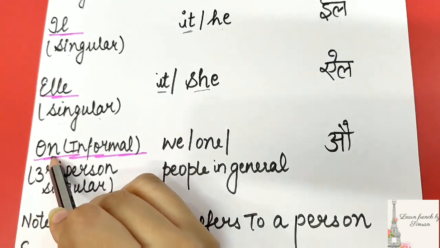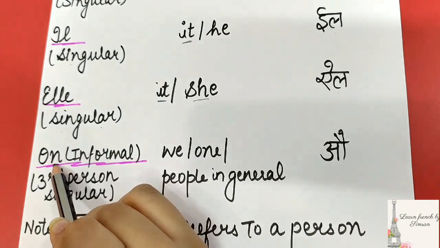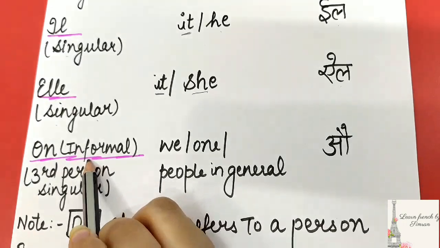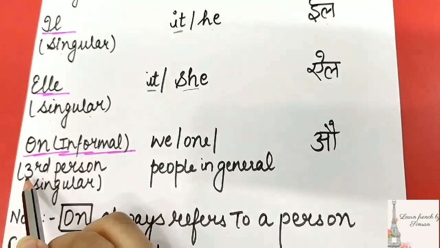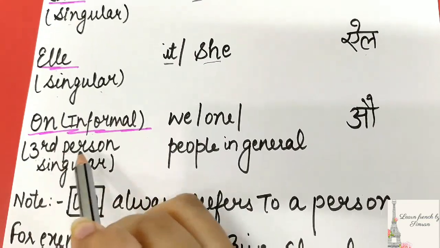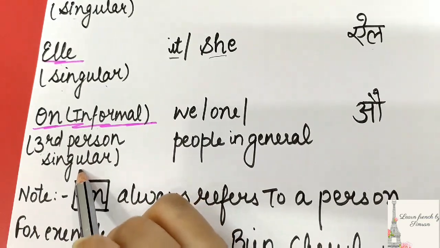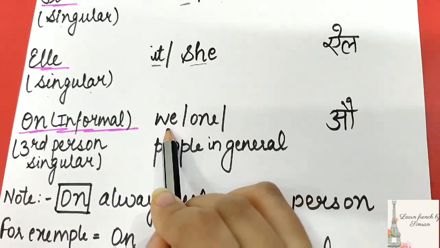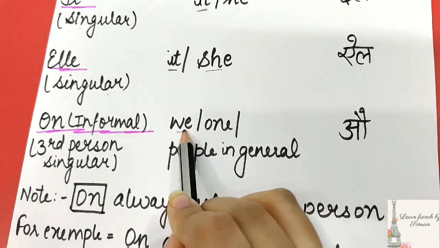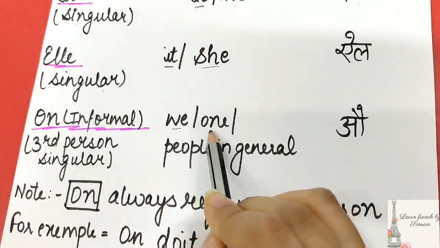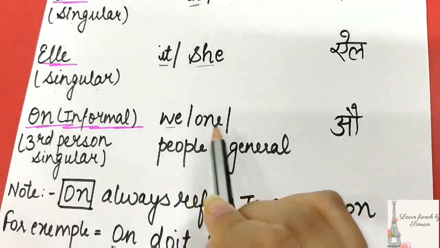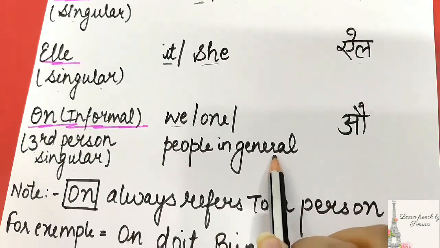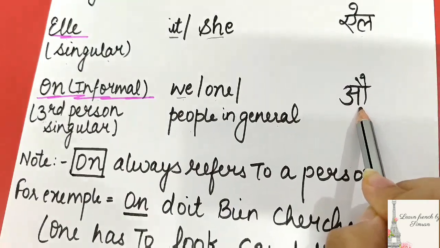Now our next personal pronoun is "on". Now here I have written it that it will be used in informal situations, and next I have written it is third person singular. Now we will see the meaning of "on". Now "on" can mean three things. It can be used for we, it can be used as one, and it can be used for people in general, and its pronunciation is "on".